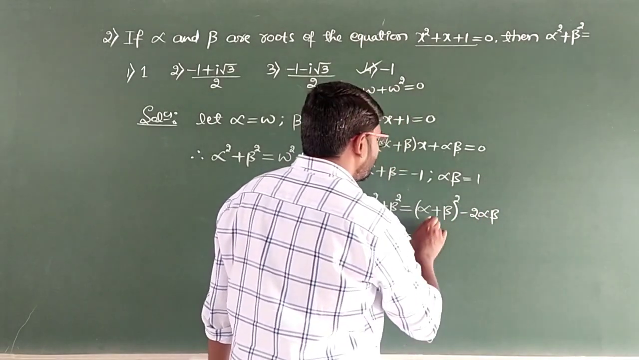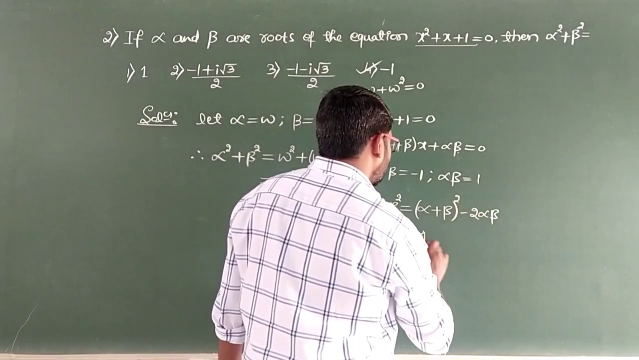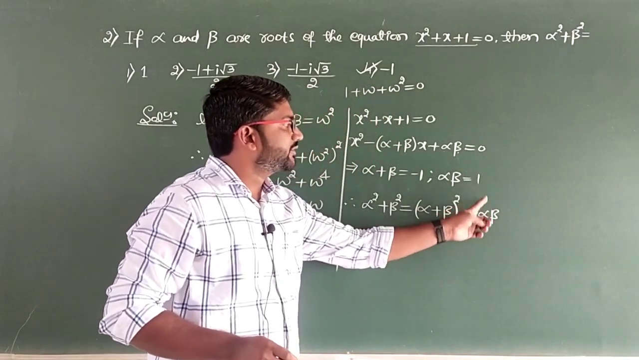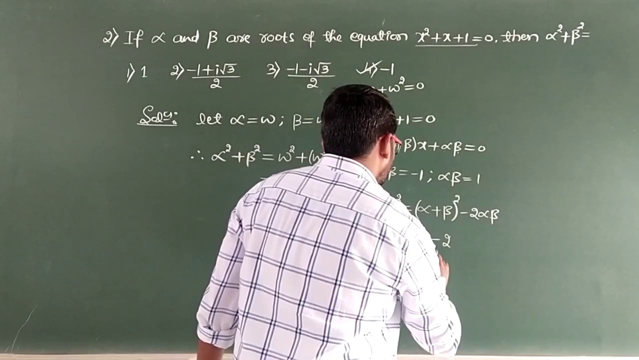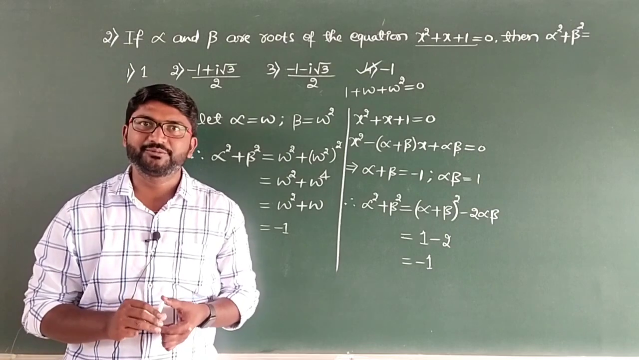Substitute the values now. Alpha plus beta is minus 1, minus 1 square will be plus 1, then minus 2, write it as it is. Alpha beta value is 1, 2 into 1 will be 2. So 1 minus 2 is minus 1. So in both the ways you can solve the problem. So this is all about question number 2.